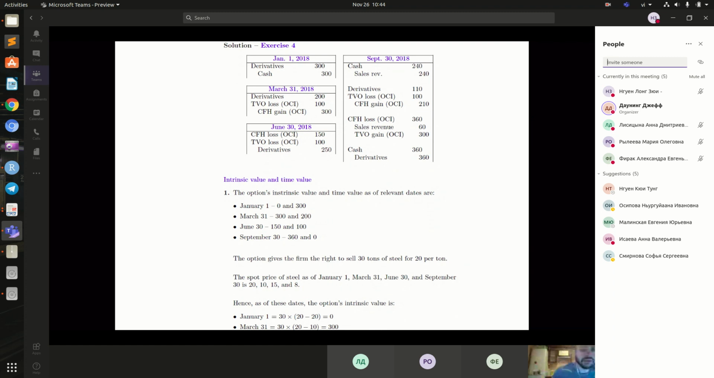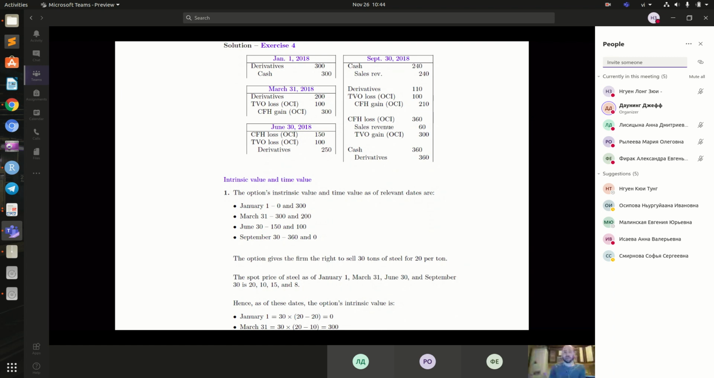These changes in value are divided into two parts, one related to the intrinsic value, the other related to the time value. If you look at this under point 1, under intrinsic value and time value, the intrinsic value and the time value as of each date are shown. So in the rest of this explanation below, it shows how these values are calculated. For now, we will focus only on using these values to determine the gains and losses recognized in OCI.